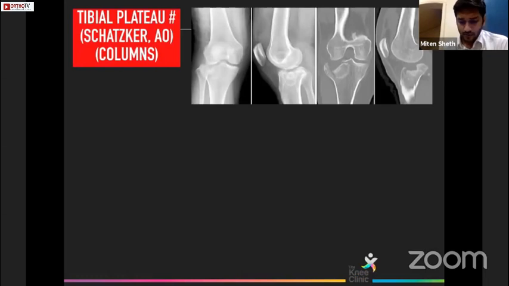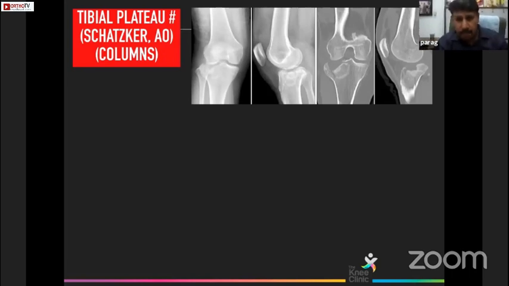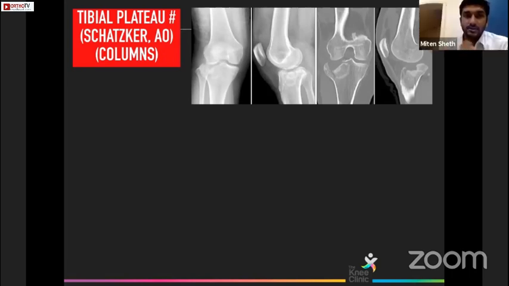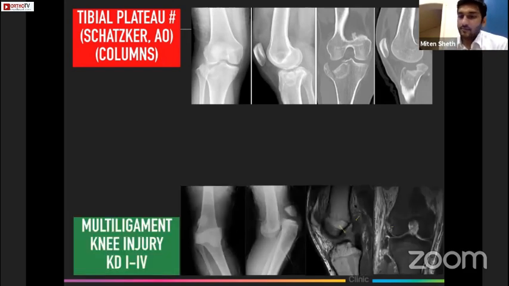So for all those who are trauma surgeons, great proponents of the AO philosophy, tibial plateau fractures can be classified according to the Schatzker, the AO classification, or divided into three columns. And then for arthroscopy and sports medicine surgeons who are more focused towards the soft tissues, they're generally not seeing the bony injuries and they're seeing knee dislocations.